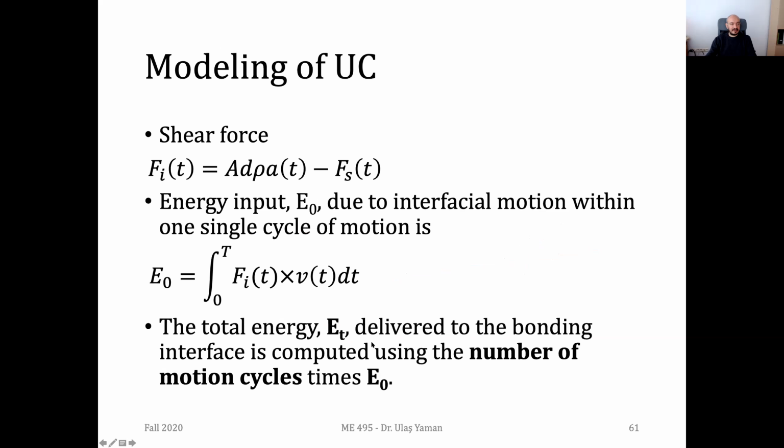Any questions, guys, about this simple analytical modeling? We're not going into much detail, but just giving you the basic idea. We need to determine the energy input for a specific motion, for a specific cycle, and then once you have it, you can multiply with the number of motion cycles you have and obtain the total energy actually displayed on the sheet metal.